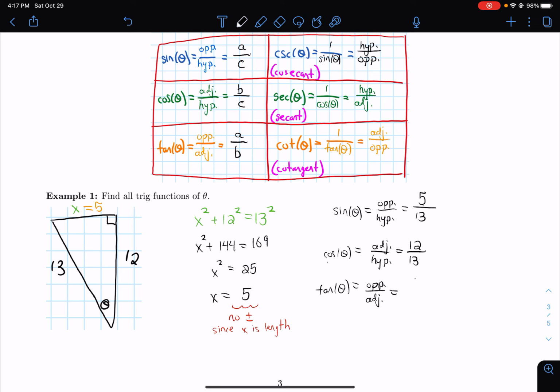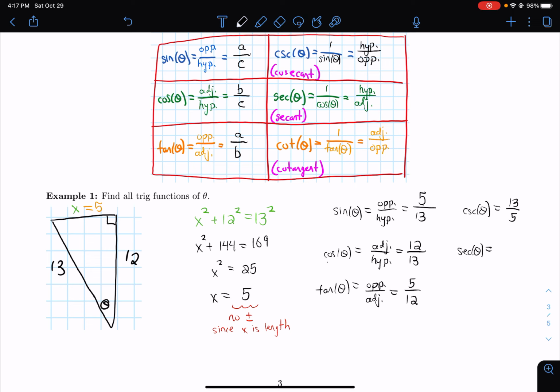So the opposite side is the 5, the adjacent side is 12, and we got tangent. Nice. Okay, so we want the other three trig functions as well. So let's get cosecant of theta. That's the reciprocal of sine, so that is 13/5. What's the reciprocal of cosine? Well, that is secant. Secant theta.